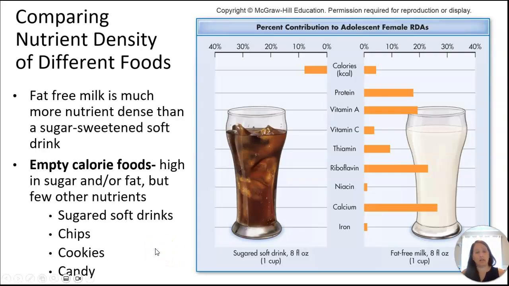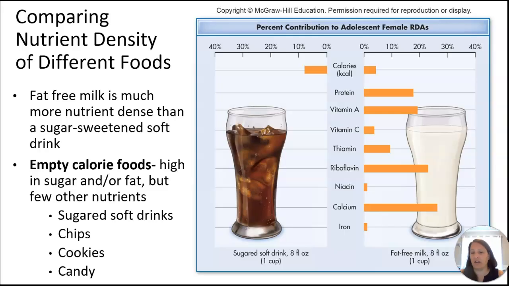Okay, let's compare two different types of drinks for nutrient density. All right, so in this table here, first of all, we're looking at percent contribution to adolescent female RDAs. The math has been done for us here. We're looking at a sugared soft drink, so not a diet soda, a soda, maybe a Coke, okay? So 8 ounces, which is 1 fluid cup, sugared soft drink on the left.